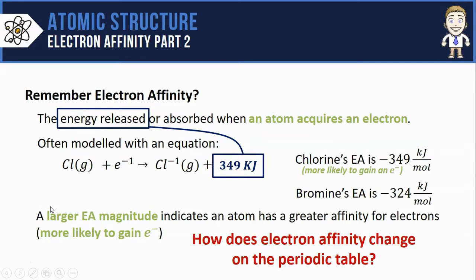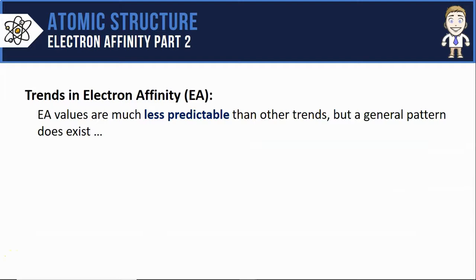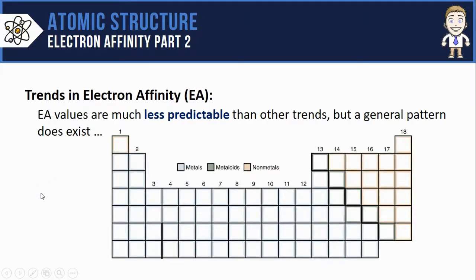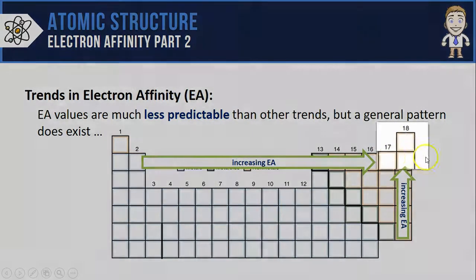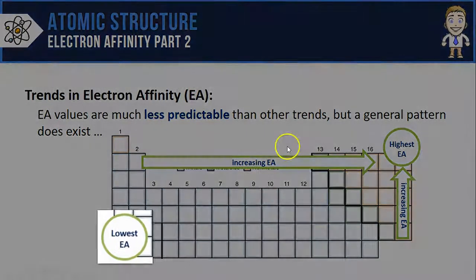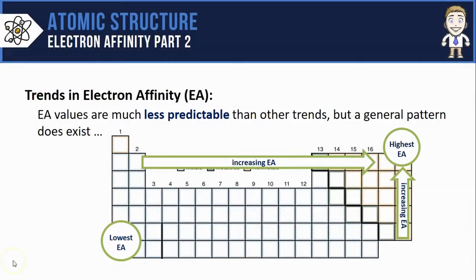In this video, we're going to take a look at how this property of electron affinity changes on the periodic table. The trend in electron affinity is much less predictable than some of the other trends we've studied so far, but a general pattern does exist. Here's a periodic table where we can label what's going on. Electron affinity tends to increase as you move from left to right and from bottom to top on the periodic table. That means the top right-hand corner are the atoms with the highest electron affinity values, and the bottom left have the lowest electron affinity values.